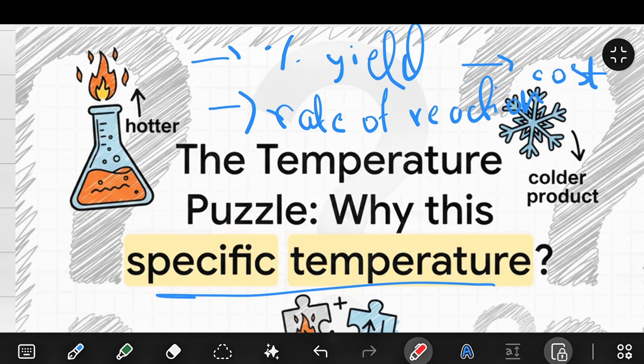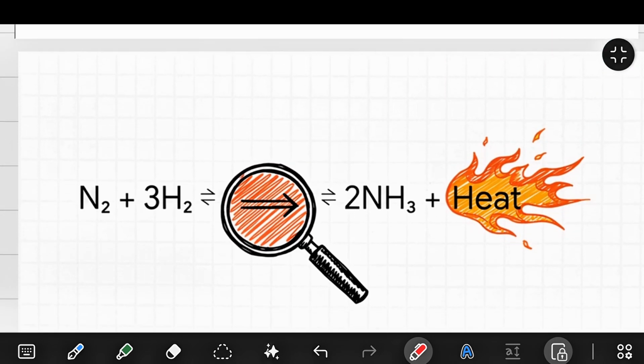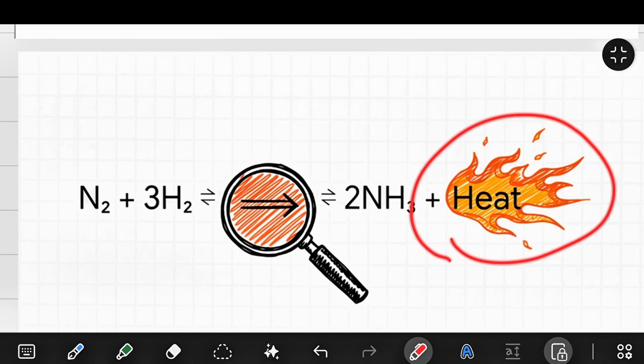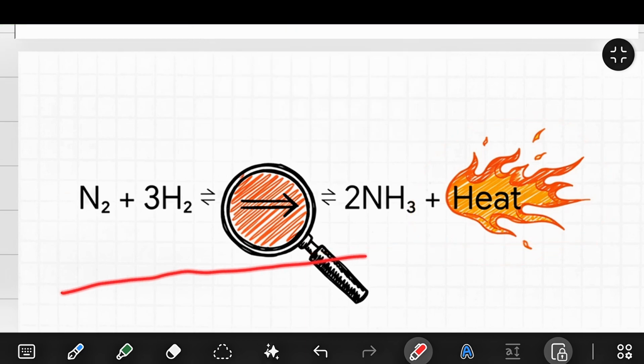If we need to understand this, we need to look at the reaction once again, which is right here. The reaction is exothermic because it is producing heat energy. We're going to need a low temperature in order to favor the forward reaction. The problem though is that in order to achieve a high rate of reaction, we need a high temperature because the particles need plenty of kinetic energy in order to react. As a consequence, 450 degrees is chosen as a compromise.